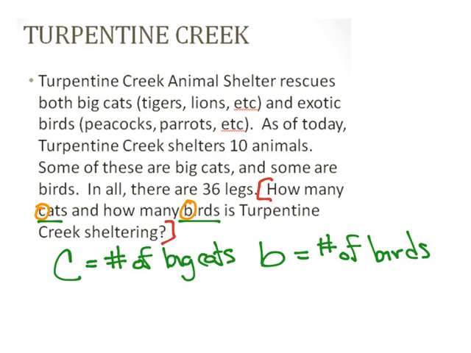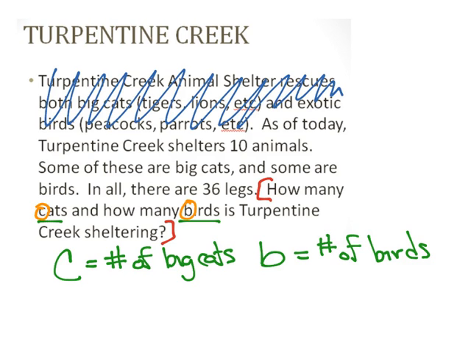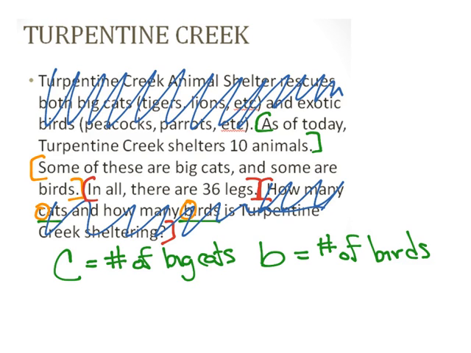Next, let's think about what other information the problem definitely gives us. The first sentence simply tells us about the situation, so we can cross it out and ignore it. It doesn't actually affect the mathematics. And we've now answered or used the last sentence, so that sentence doesn't matter anymore. So now we have 3 sentences that we still need to deal with. The first sentence, as of today, Turpentine Creek shelters 10 animals. The second sentence, some of these are big cats, some are birds. And the last sentence, that in all, there are 36 legs.